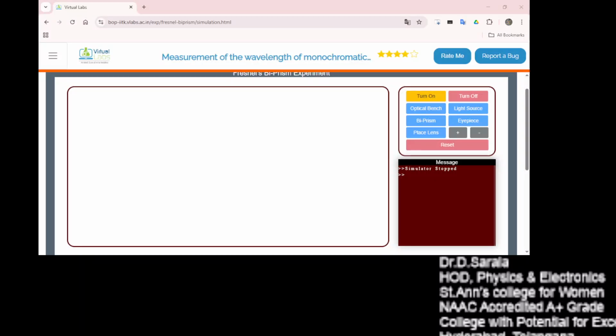Okay, let us see one more experiment. Measurement of the wavelength of monochromatic light using Fresnel's Biprism experiment. You all know about this Biprism. You already used it in your labs.